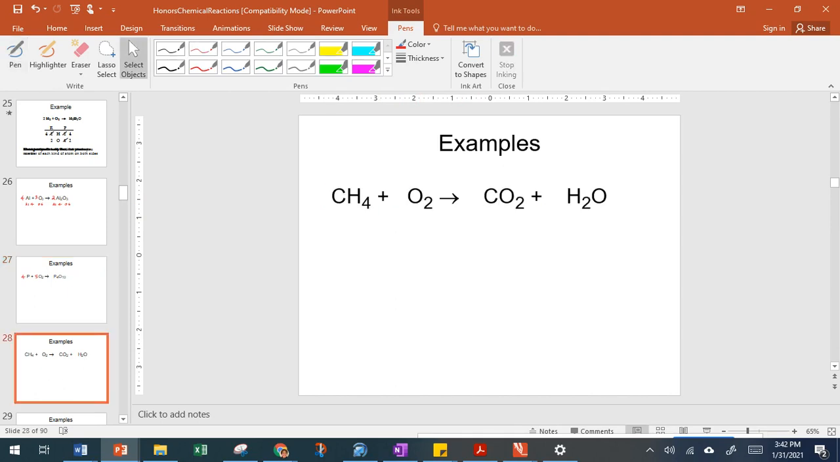Now, when you have something like this, this is a combustion reaction. To make this a little easier to balance, there's a method called the CHO method, which helps with balancing. This simply means you would start with carbon first, hydrogen second, and save the oxygen to last.